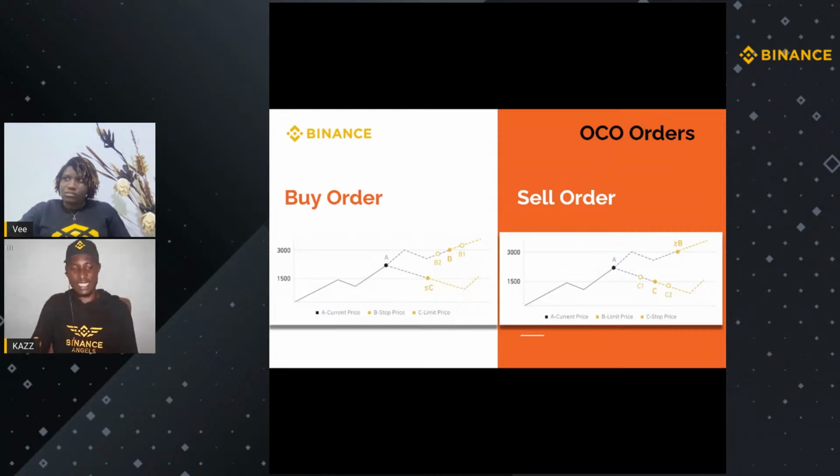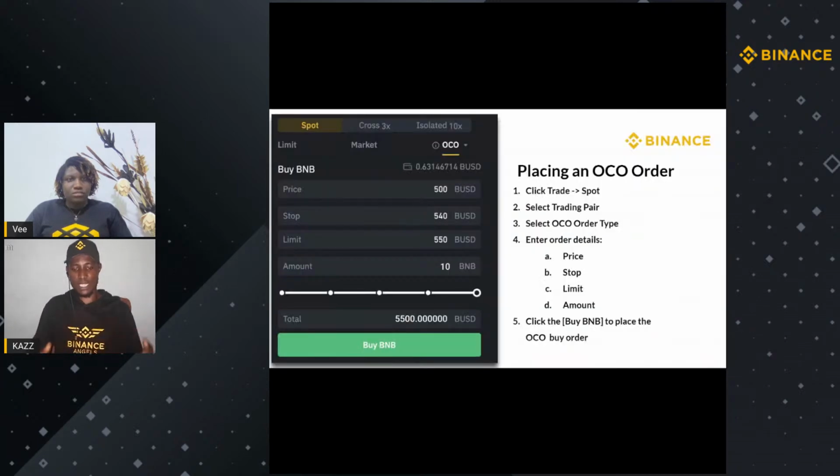So if you're selling, same way, you set your stop price below the current price and the limit price above the current price. So for example, the stop limit order will be triggered when the price drops to point C, which is around 1,005, and the limit order will be cancelled simultaneously. However, now if the price goes up to 3,000 or above, the limit order will be executed automatically as set by you.